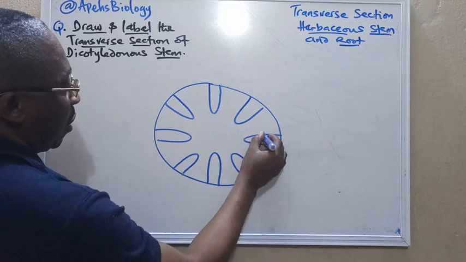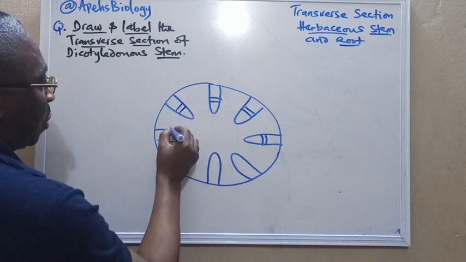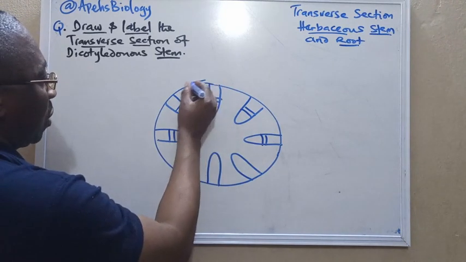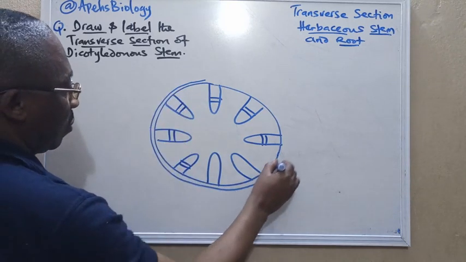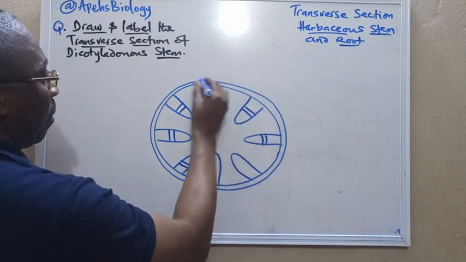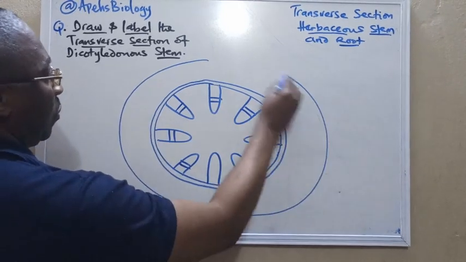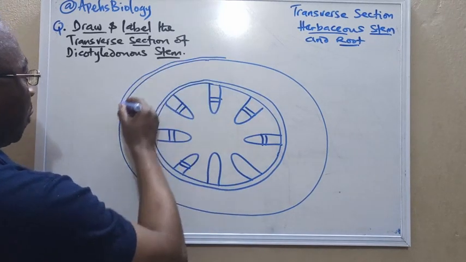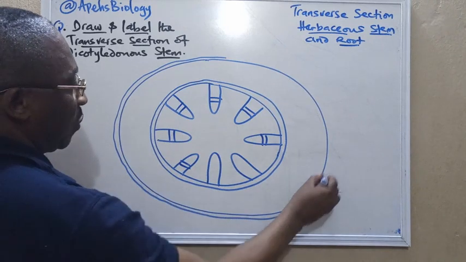And then we'll separate them with the cambium. Separate them with the cambium like that. Then we now surround the pericycle with the endodermis. And then we get the outermost layer like that. This outermost layer is called the epidermis. This is a dicot stem. Very easy to draw.